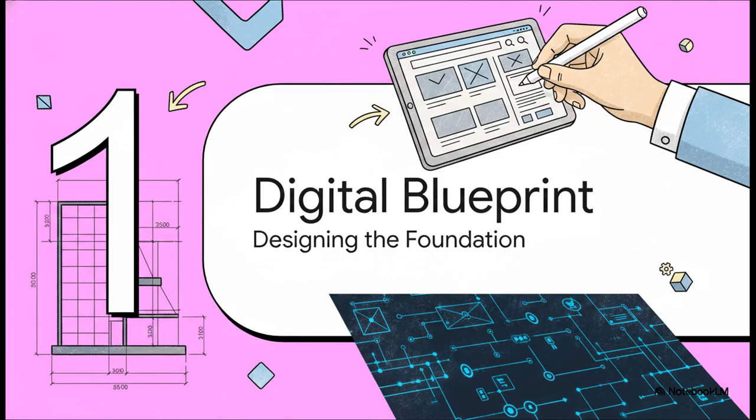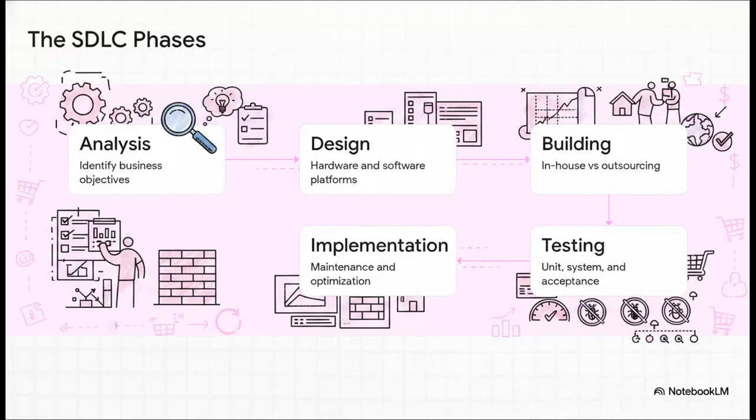Section 1. Designing your digital blueprint. To build a complex system like this, we use an indispensable blueprint called the Systems Development Lifecycle, or SDLC for short. It basically breaks the whole process down into 5 actionable phases. This methodology makes sure you actually understand your business objectives so you can design the right solution.